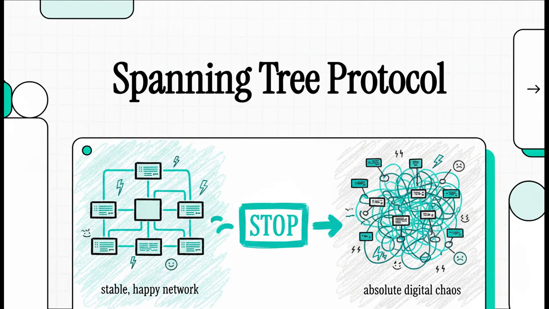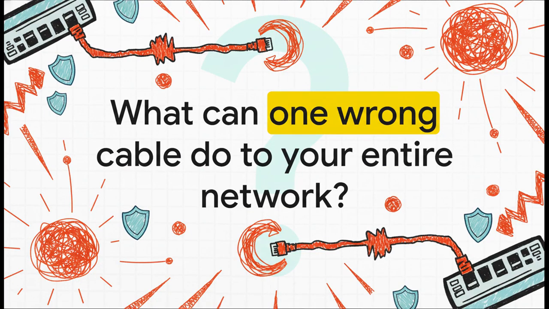All right, welcome. Today, we're going to dive into something called Spanning Tree Protocol, or STP. You can think of it as this invisible traffic cop that keeps your network from descending into, well, absolute digital chaos. So, let's kick things off with a question that probably gives network admins nightmares. Have you ever wondered what just one single misplaced cable can do to an entire office network?